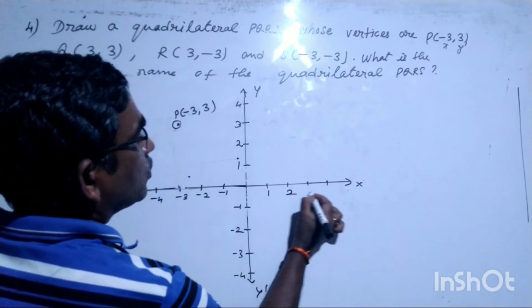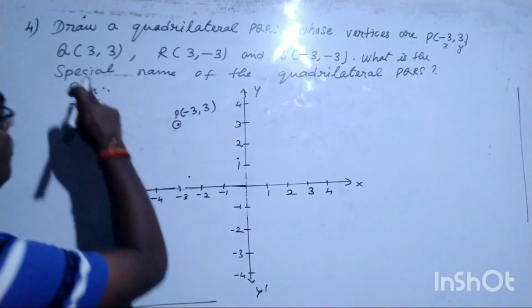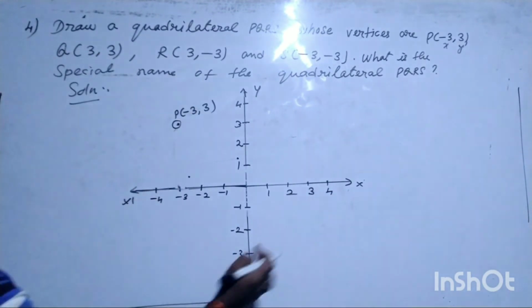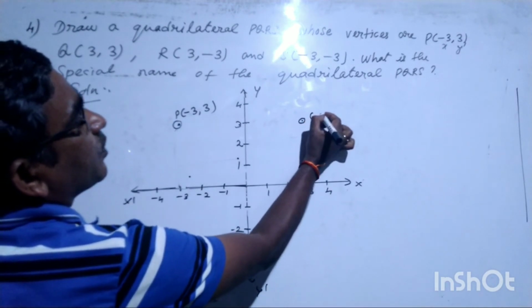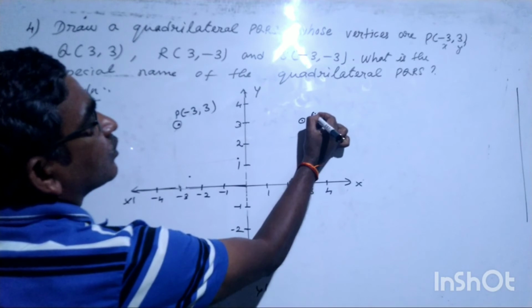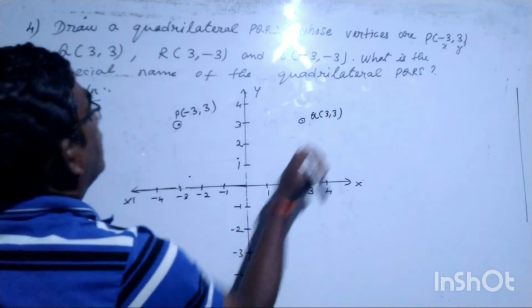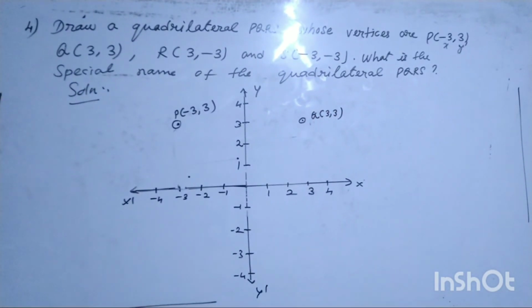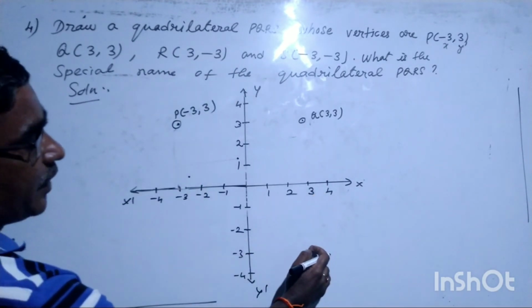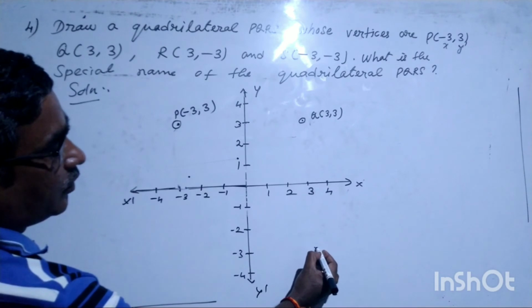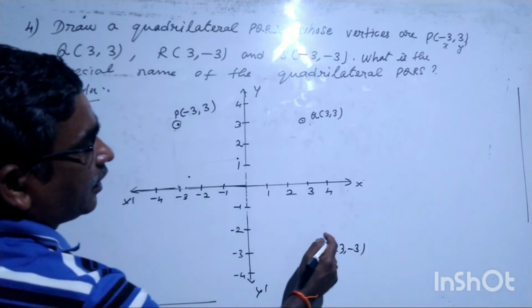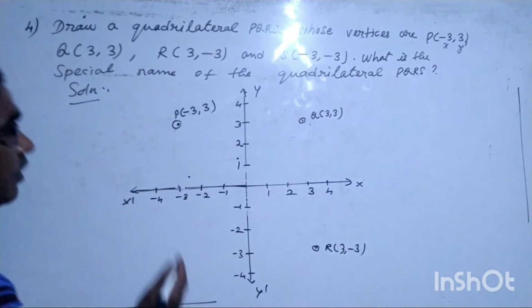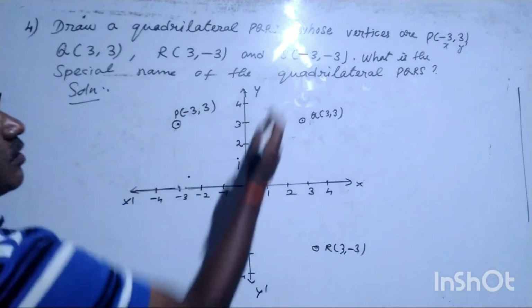Next, Q (3, 3). Q is 3 and 3. This point is Q (3, 3). Right, next one. R (3, -3). X is 3, Y is -3. This is a point. It is R (3, -3). X becomes 3, Y becomes -3.